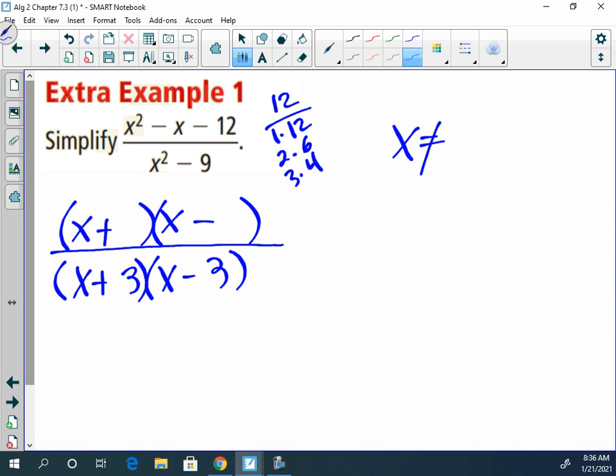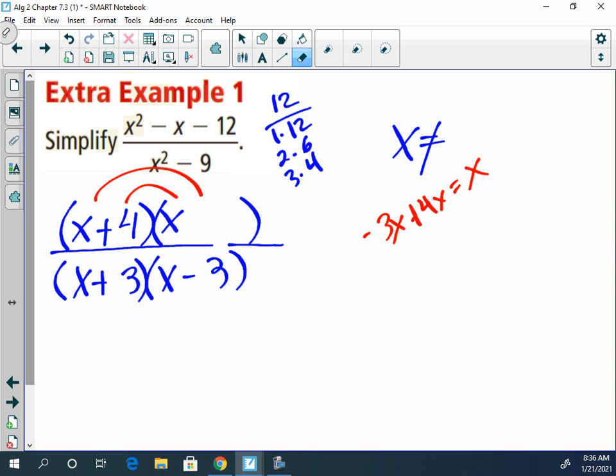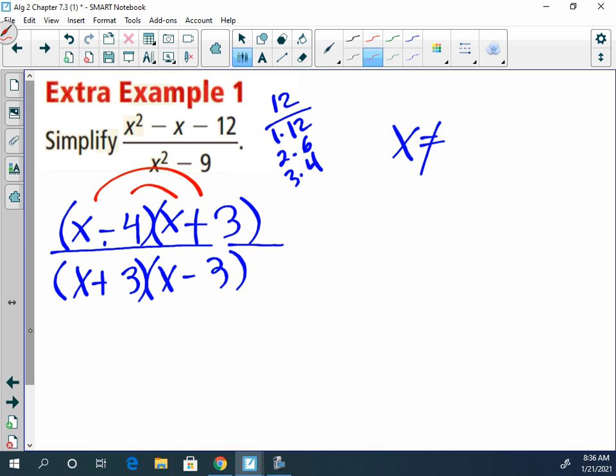So what do we think? 3 and 4, which one positive, which one negative? And just to make sure we can check, x times negative 3 would be negative 3x. Positive 4 times x would be plus 4x, which would give us positive x. I mean, we can keep those the same. We just need to flip the signs, and that will work. So it should be negative 4 and positive 3.